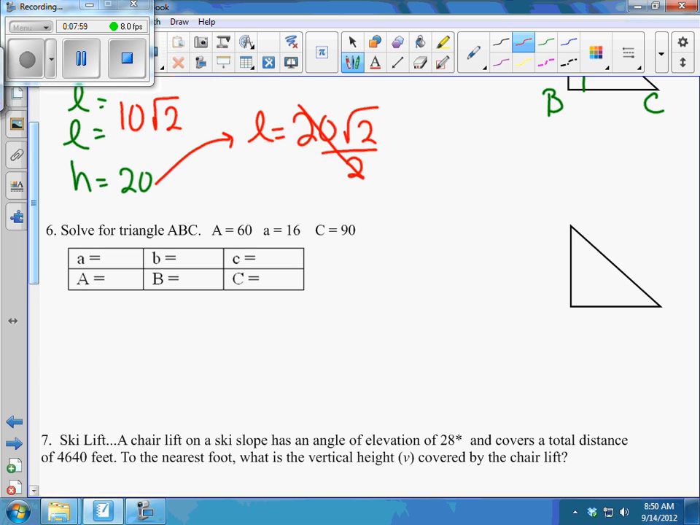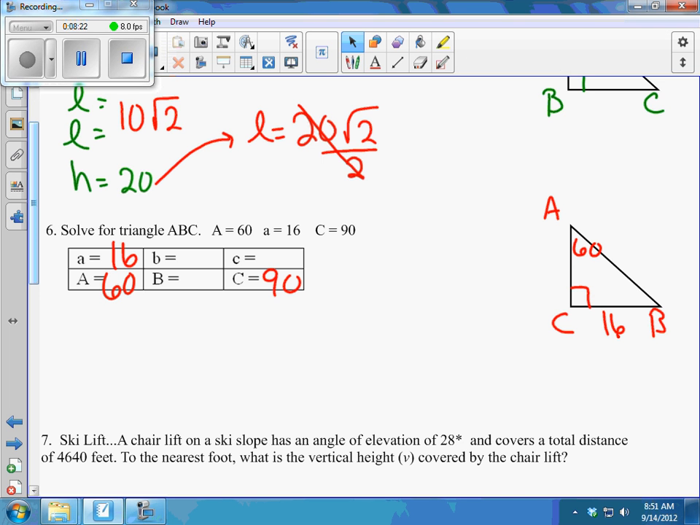So again, I'm going to take my information. This time I'm going to put it in my box first, and now I'm going to put in my picture if you want. Sometimes it's helpful to see. So C is my right. I'll put A up here and B here. And I could switch A and B around. It doesn't have to be there. But little a is 16. And I know that big A is 60.